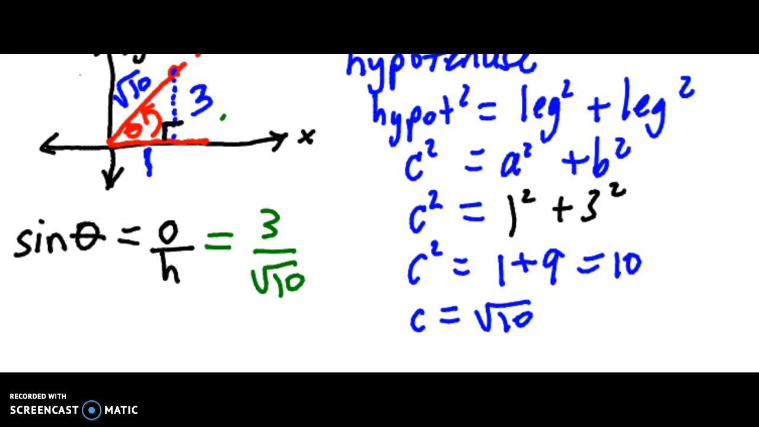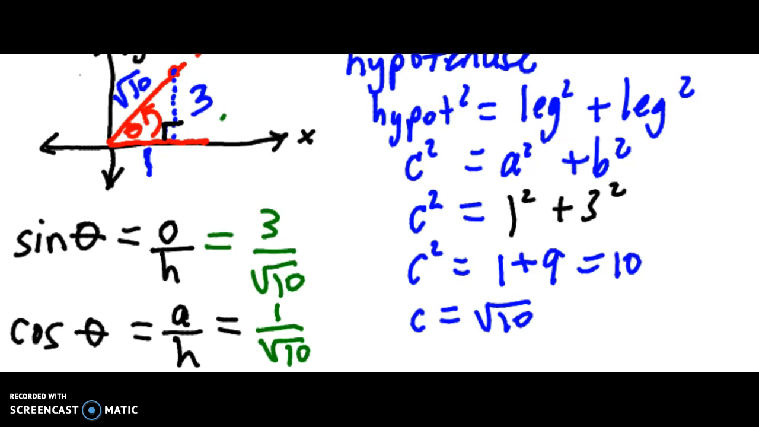We use the same triangle if we want to find the cosine of theta. Cosine of theta is A Hat, or adjacent over hypotenuse. Again, theta is here. The side that's adjacent to it is the other leg that actually touches theta, which has a length of 1, and the hypotenuse has a length of the square root of 10. So the cosine of theta equals 1 divided by the square root of 10.